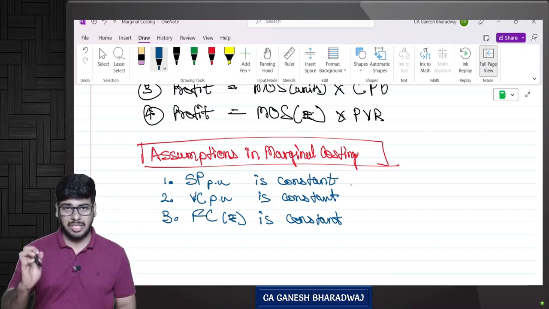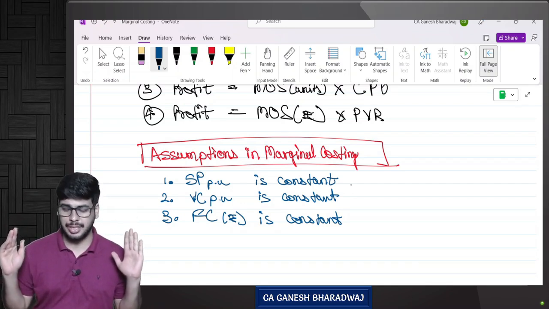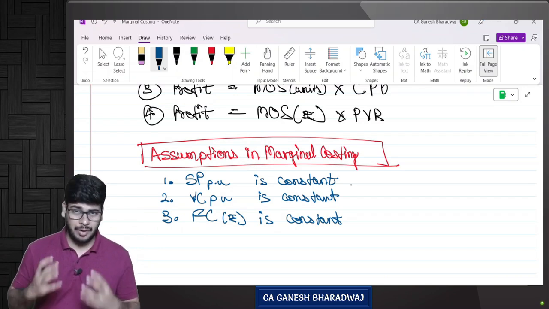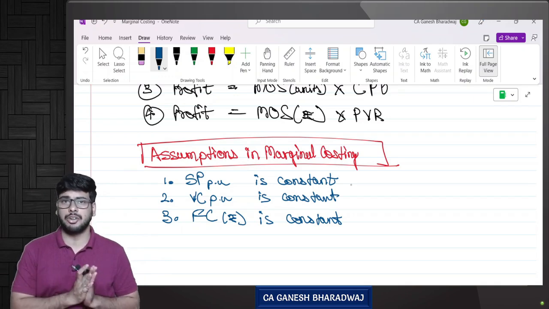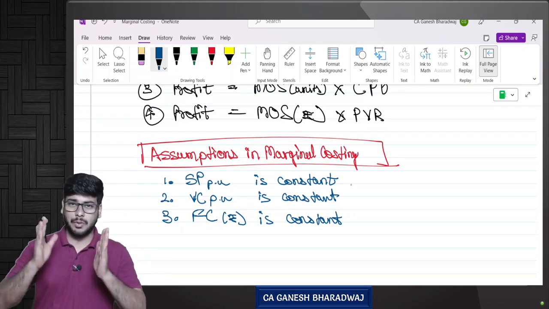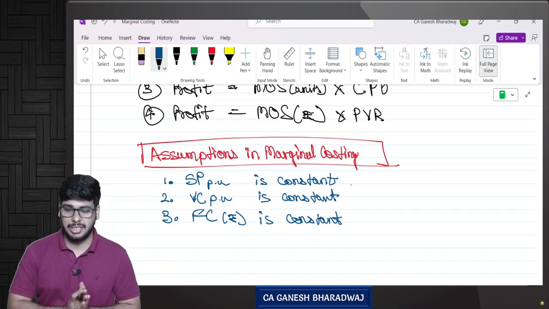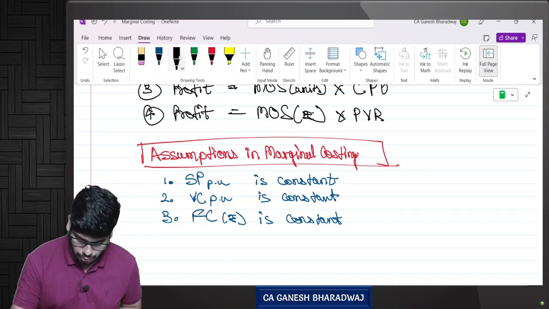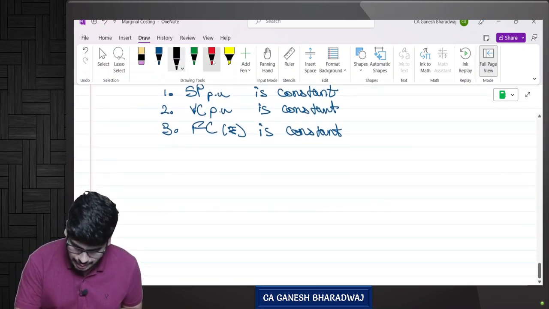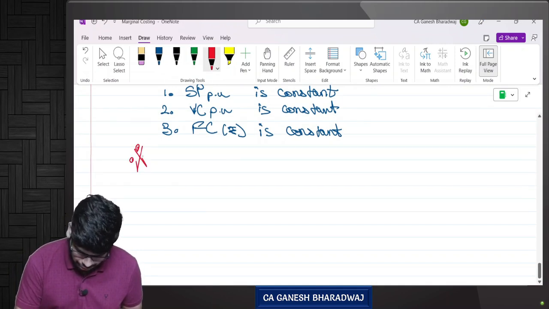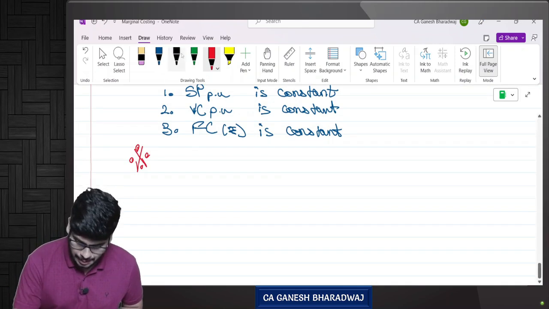Similarly, variable cost per unit is constant and fixed cost in total is constant. Are you clear with this? So these are the 3 underlying fundamental assumptions based on which we have seen whatever we have discussed in this particular video. Are you clear with this? So with this, we have covered all the basics of marginal costing. And I will also write down this one particular thing. This is important, just to put it on record, just to put it here in our notes.